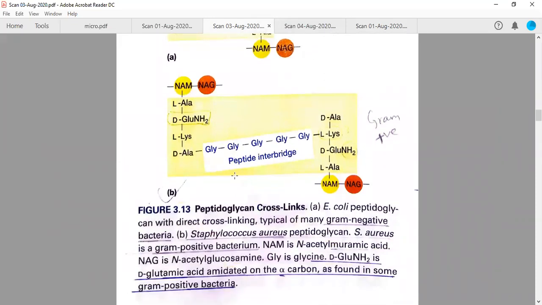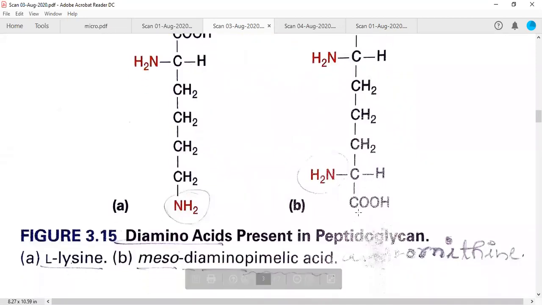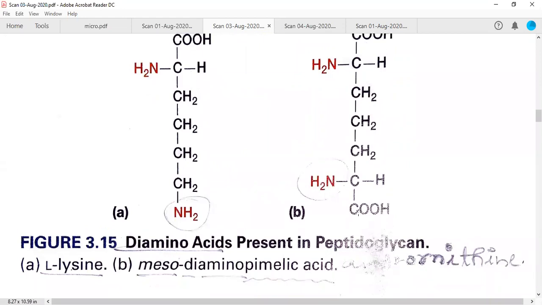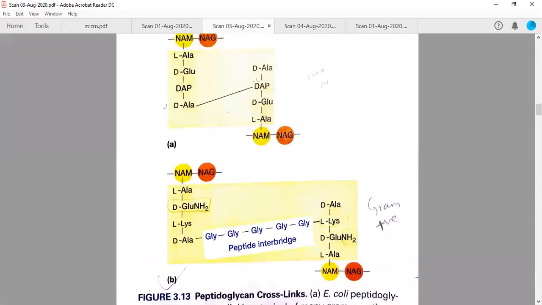So actually, since this meso-diaminopimelic acid has this particular structure, and because this meso-diaminopimelic acid is present between alanine and glutamate, these two are engaged in formation of peptide bonds with the first, obviously. So this is with this NS2, yes.